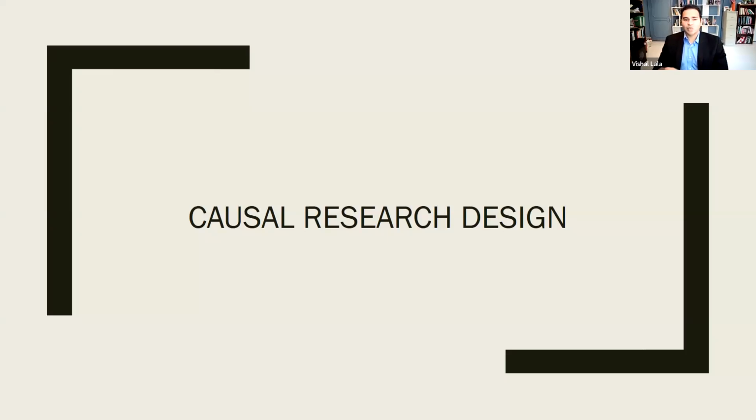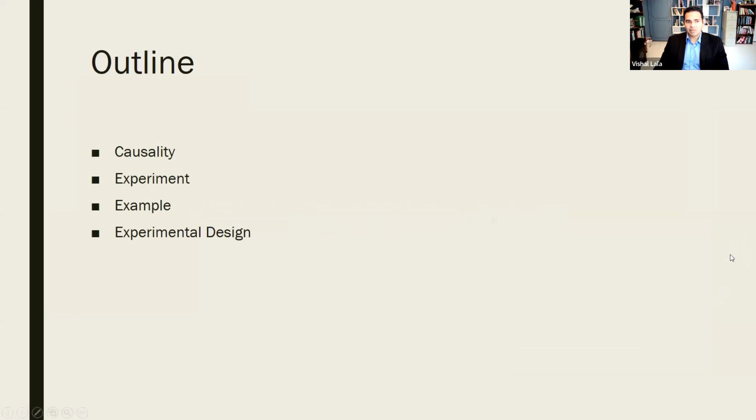Causal research design is one of the three primary data gathering research designs. The other two are exploratory and descriptive research designs. When the goal is specifically to find out a clearly defined cause and effect relationship, causal research design is called for. In this session, we'll examine causality, what an experiment is, look at a few examples, and then identify some experimental designs.